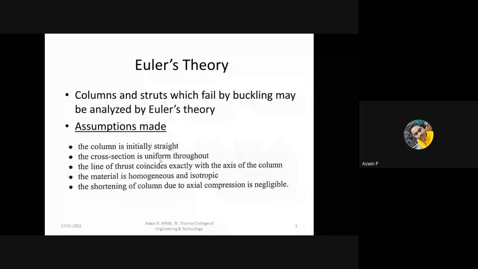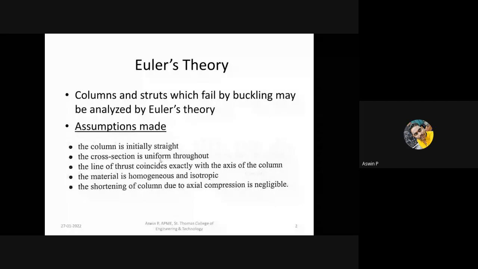And last assumption: the shortening of the column due to axial compression is negligible. These are the assumptions made for deriving Euler's equation.